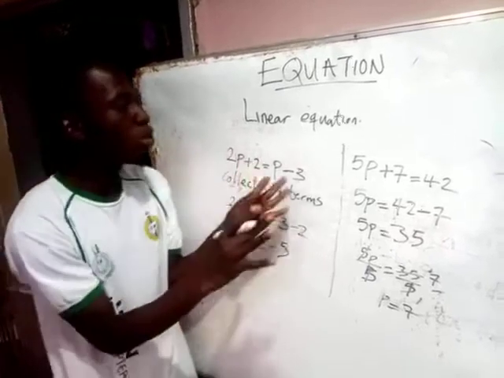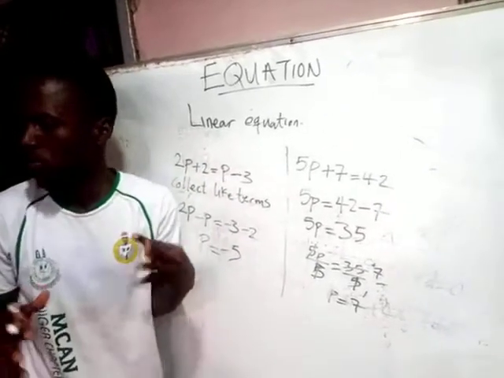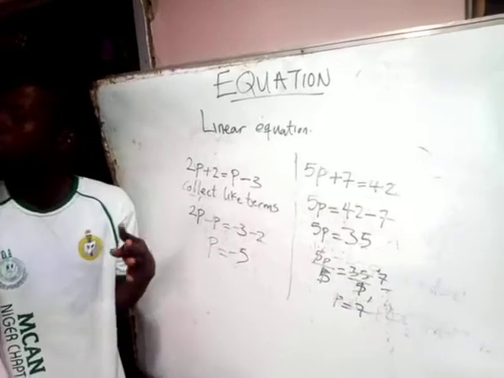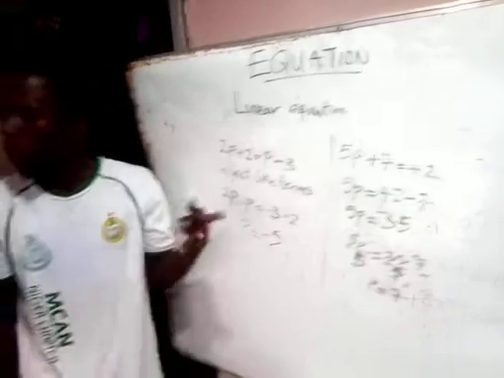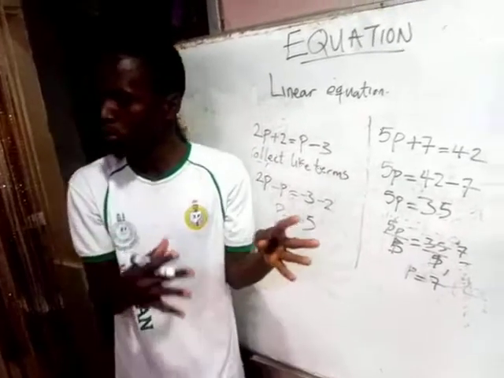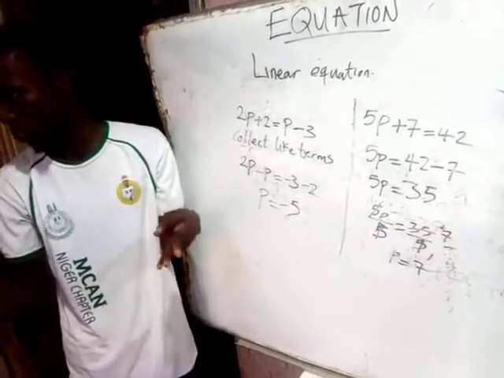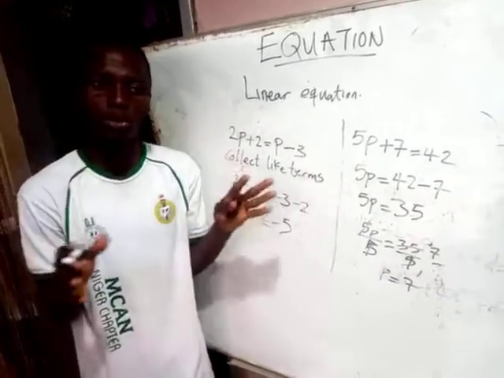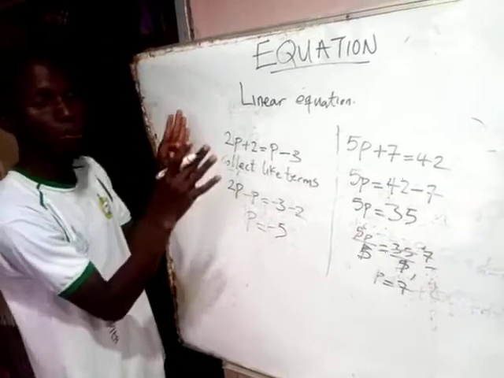So this is all we need to know about linear equation. In our next video, we'll be talking about simultaneous equation. Simultaneous equation will let us know how to work with two unknowns, or 2 or 3 unknowns, or as many as possible. So in our next class, we'll be talking about simultaneous equation. Hope this topic is clear.